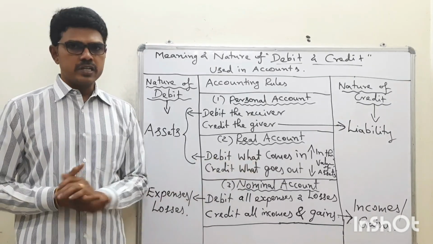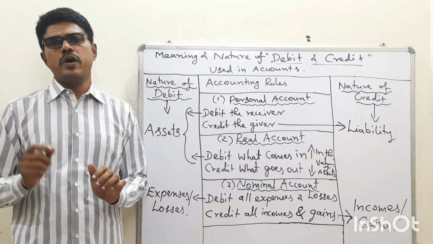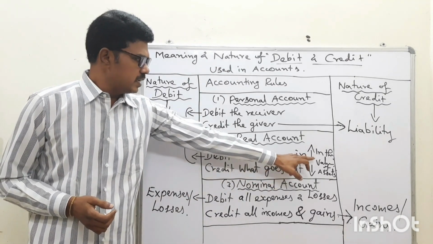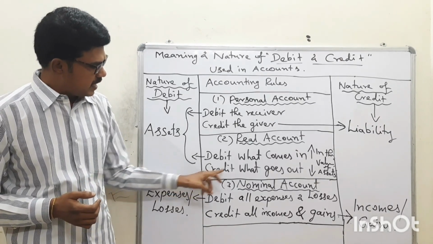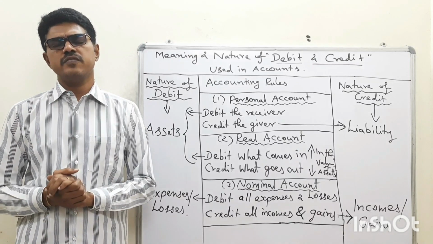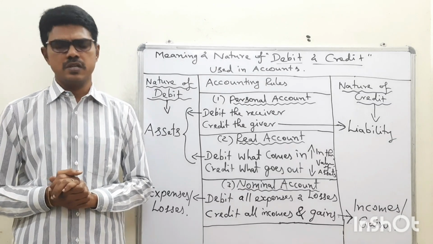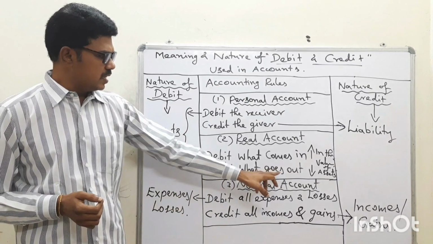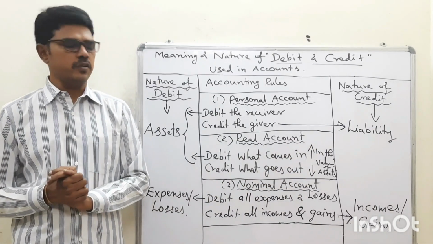What is the meaning of debit what comes in? If anything comes into our business, it must be debited, provided it should be money or money's worth. And usually this debit will increase the value of respective asset. And similarly, credit what goes out. What is the meaning of credit what goes out? If anything goes out of our business organization, it must be credited in our books of accounts, provided it should be money or money's worth, and this goes out will decrease the value of the respective asset.